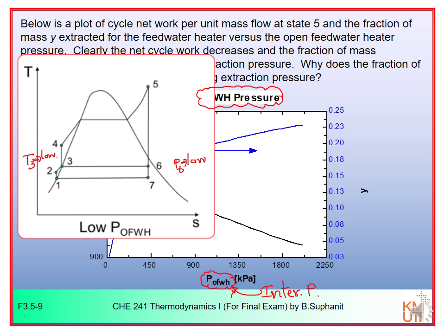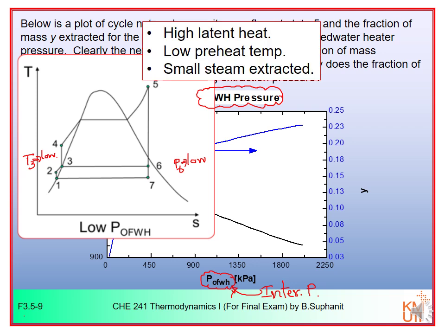So the effect here, if you operate at low P OFWH, you find out that at this condition, the latent heat of the steam at low pressure would be high, high latent heat.